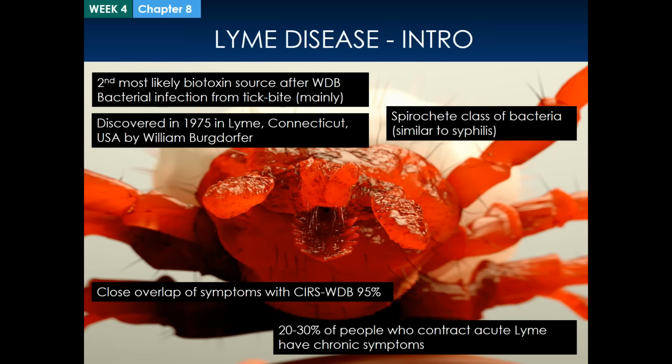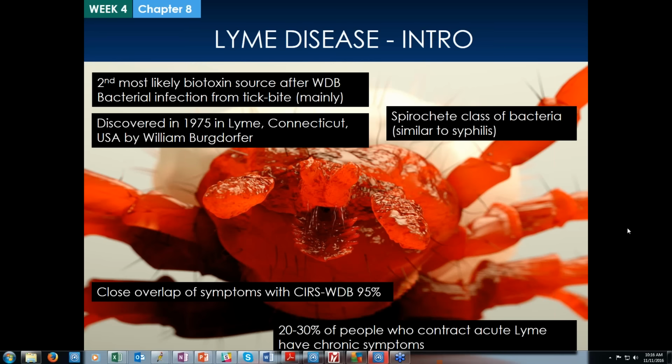But interestingly, there is a very close overlap of symptoms with chronic inflammatory response syndrome due to water-damaged buildings, and perhaps the overlap is 95% or more. And it's worth noting that at least 20 to 30%, and that's probably an underestimate, of people who contract acute Lyme disease end up having chronic symptoms. Any comments around that, Sonia, you'd like to make?